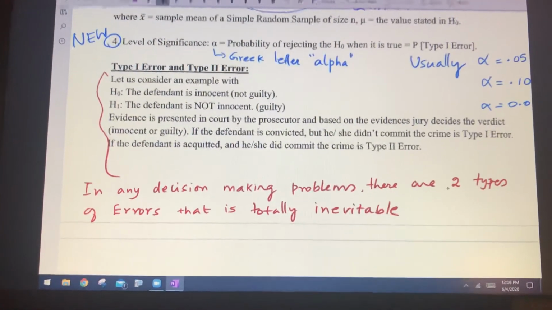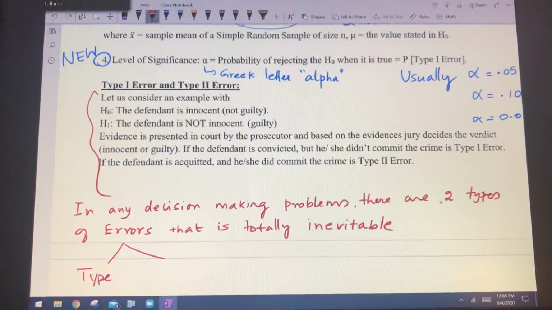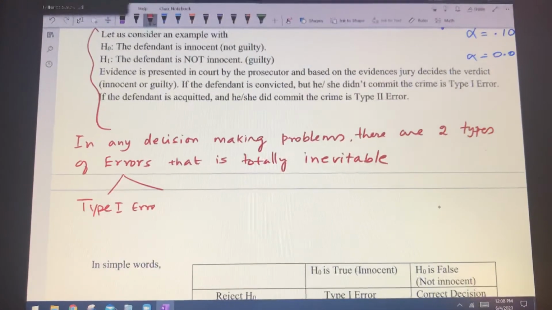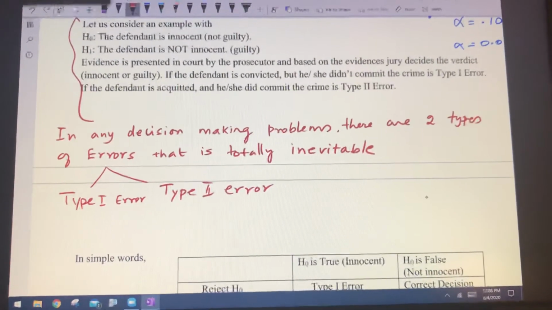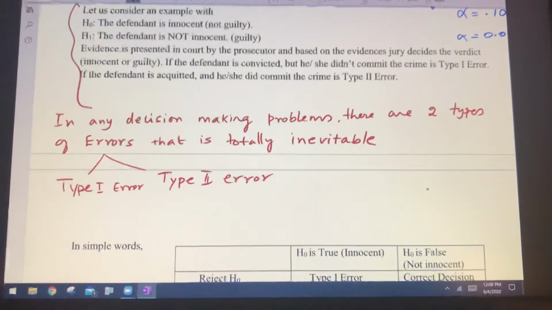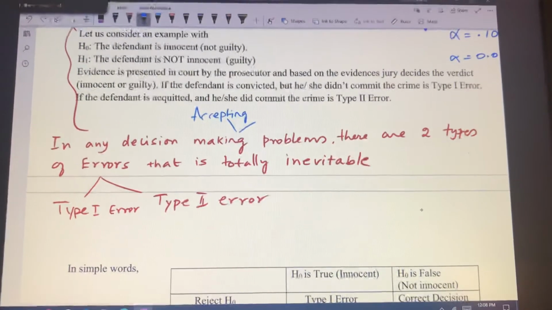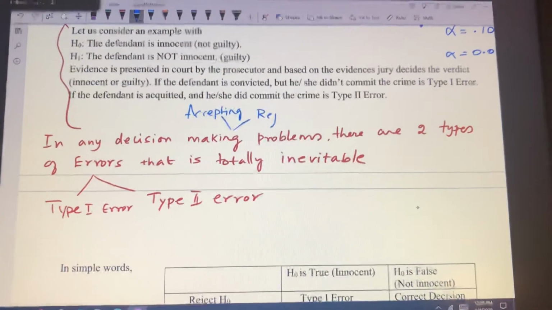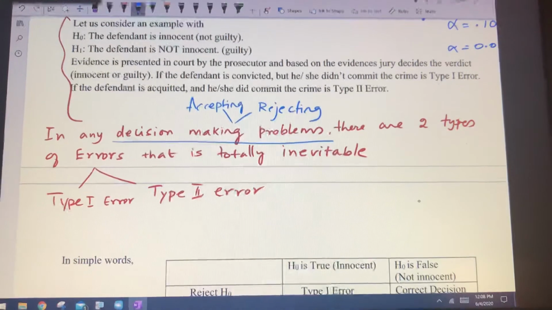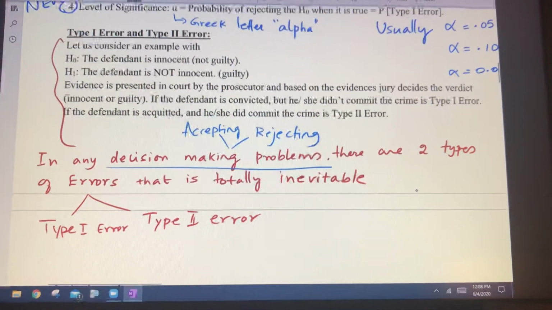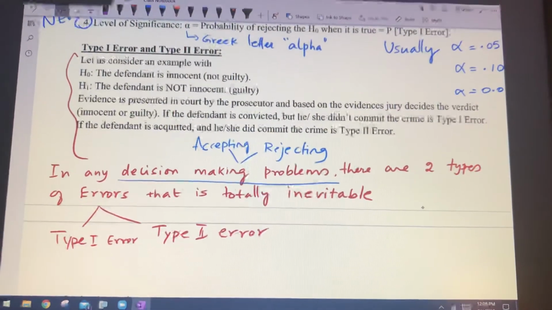So what are the two types of error? One is called type 1 error and the other one is called type 2 error. So in any decision making problem with accepting or rejecting, whether you decide to go for it or to reject it, there are going to be two types of error, and that is totally inevitable. They are type 1 error and type 2 error.